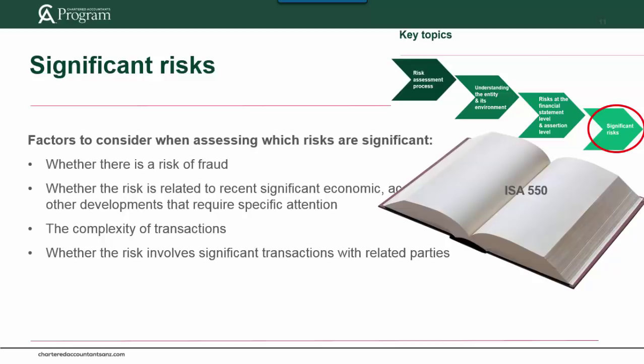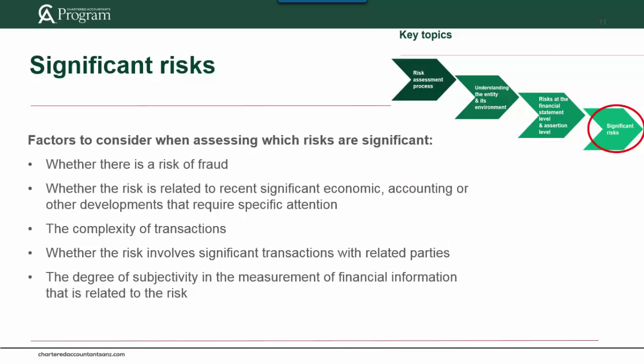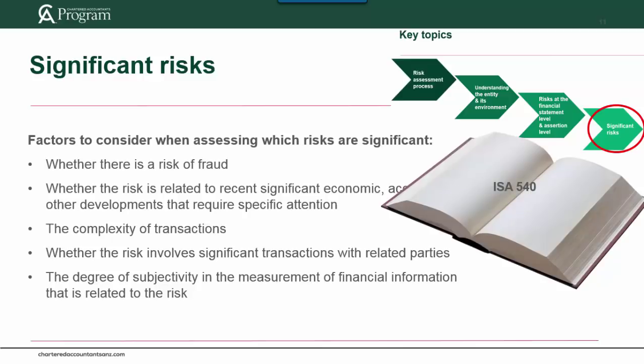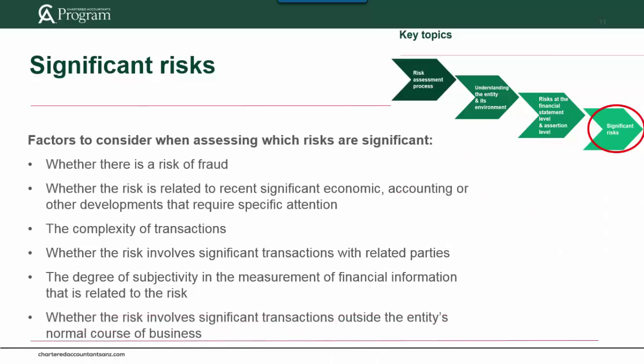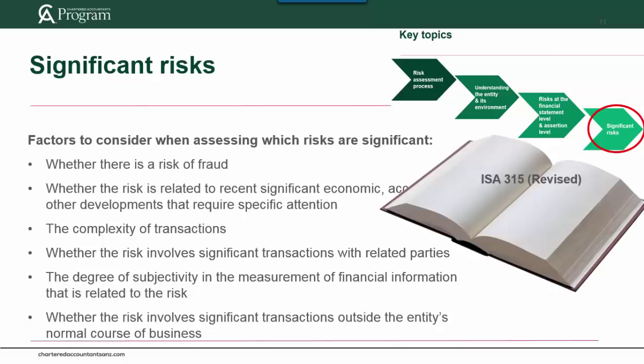Another factor to consider when assessing which risks are significant is the degree of subjectivity in the measurement of financial information that is related to the risk. This would also include risks relating to accounting estimates, which need to be considered as part of the risk assessment process in accordance with ISA 540, which is covered in more detail in this unit. Last but not least, a risk may be significant if the risk involves a significant transaction outside the entity's normal course of business. All of these 6 factors are outlined in ISA 315 revised.